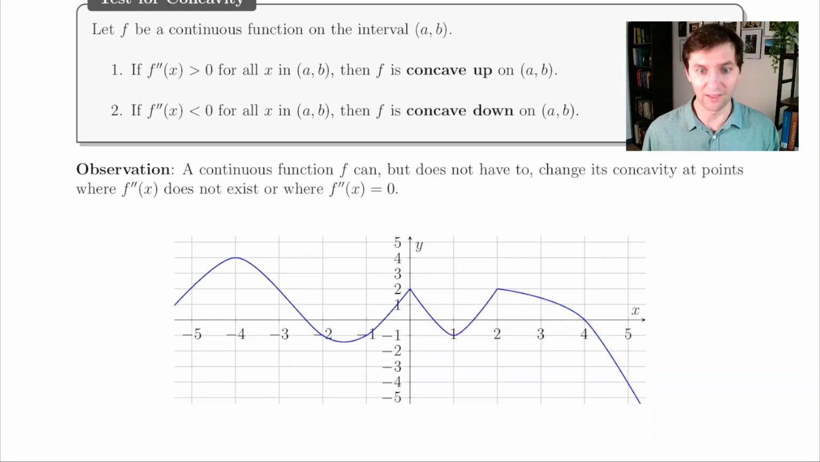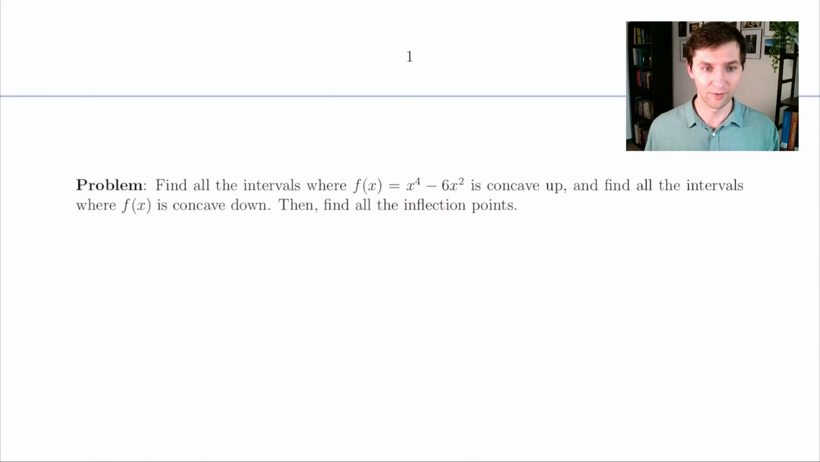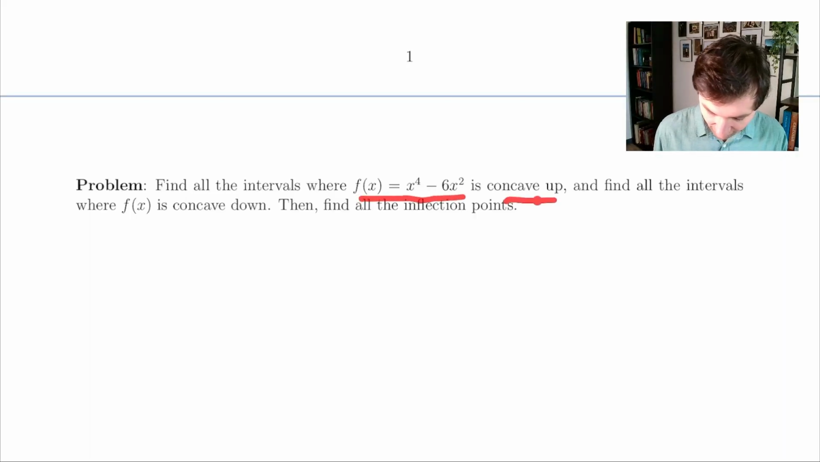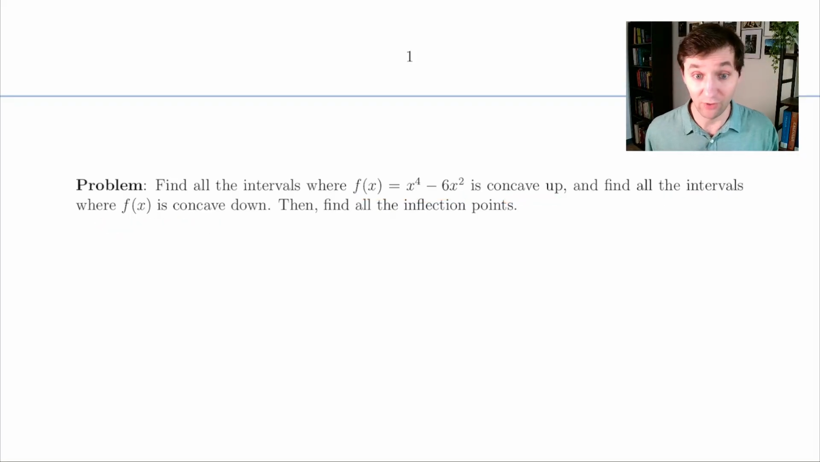This says that when the second derivative is 0 or doesn't exist, the function can, but doesn't have to, change its concavity. Those places are simply candidates for where the function changes concavity. Let's use this fact and solve the next problem. We must find the intervals where this function is concave up and find the intervals where this function is concave down. And also, we must find all the inflection points.